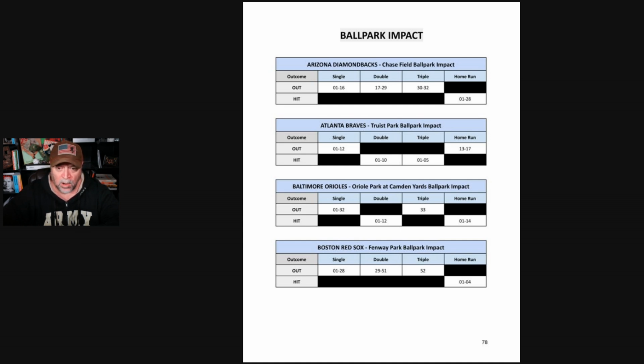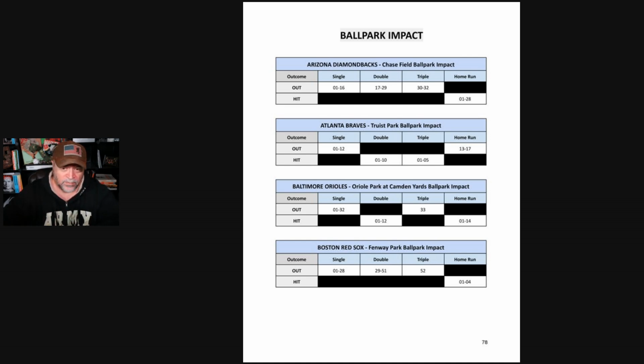If you roll an out after getting a park check, then you roll 2d10 for 1 to 100. Looking at Chase Field, if you get 1 to 16, it would turn into a single. 17 to 29, it would turn into a double. 30 to 32, it would turn into a triple, and there would be no chance for a home run adjustment. So this means in Chase Field you're more likely to get some singles, some doubles, and a slight bump on triples. You can see there's a plus or minus at play here.